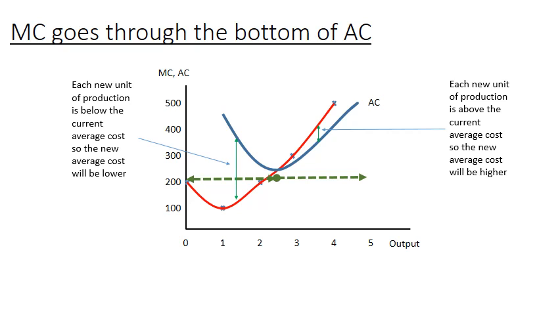So while our marginal costs are below the average cost, we expect average costs to fall. While marginal costs are above the average cost, we expect average costs to be increasing. So when are they equal? Well, the marginal cost curve crosses through the bottom of the average cost curve.